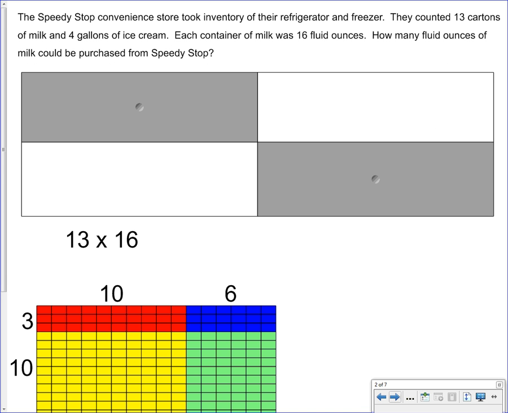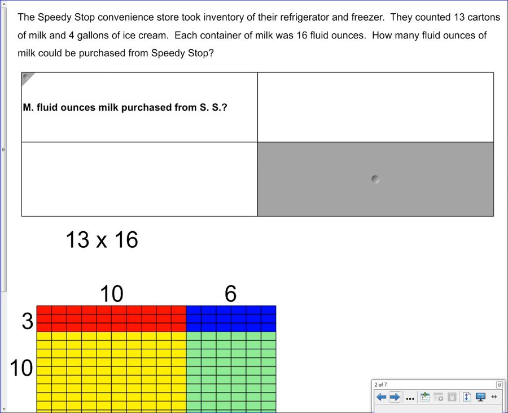Okay, so the Speedy Stop convenience store took inventory of their refrigerator and freezer. They counted 13 cartons of milk and 4 gallons of ice cream. Each container of milk was 16 fluid ounces, and I would like to know how many fluid ounces of milk could be purchased from the Speedy Stop. Here is our main idea.